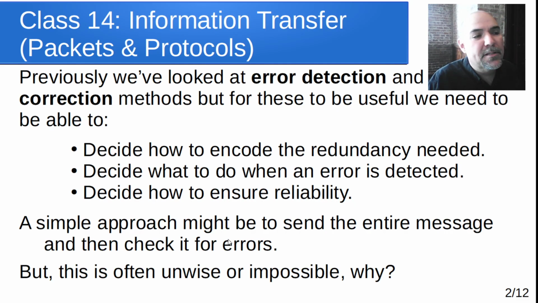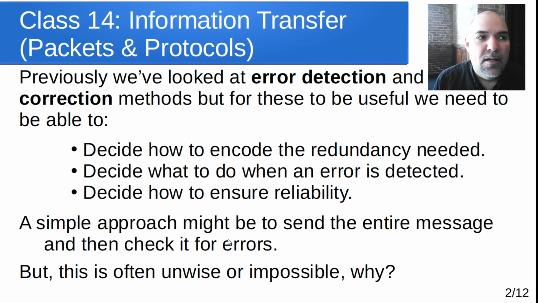All right, so previously we looked at error detection and error correction methods, but for those to be useful, we need to be able to do something with that when we detect that there's an error. In other words, we need to decide how to encode the redundancy needed. That's part of error correction and error detection. But we also need to decide what to do when an error is detected. In other words, when I have an error, what do I do about it? Do I re-request a packet? Do I just throw it away silently? There needs to be some set of rules we use to do that.